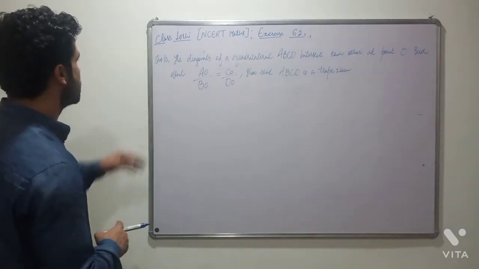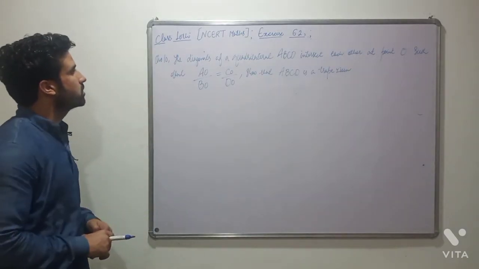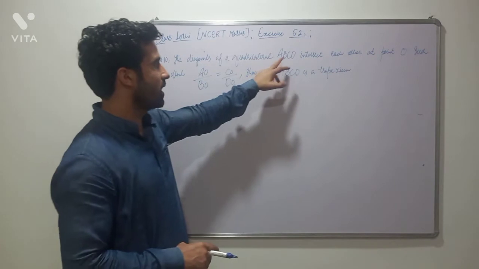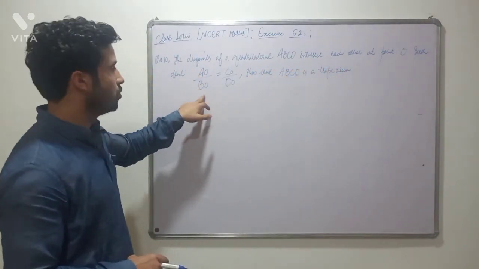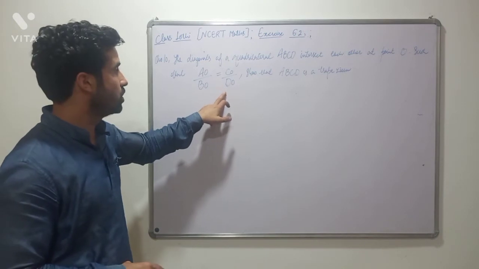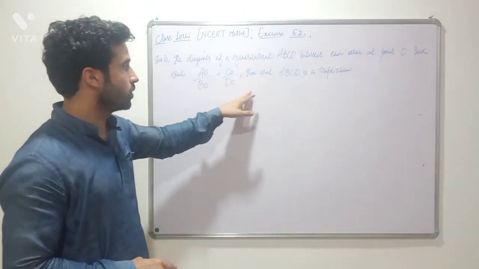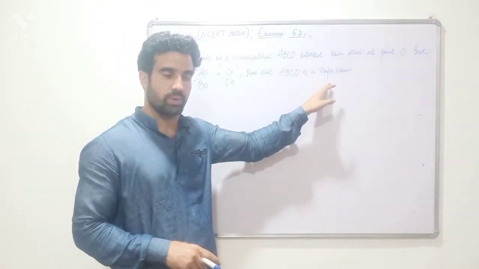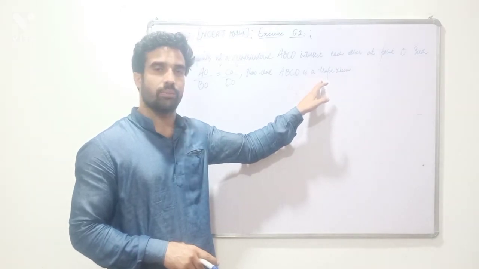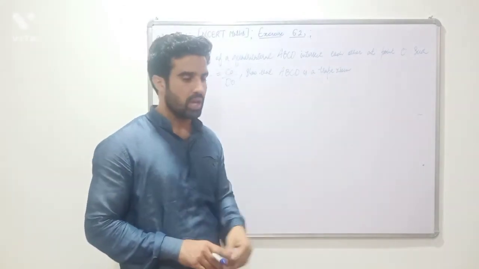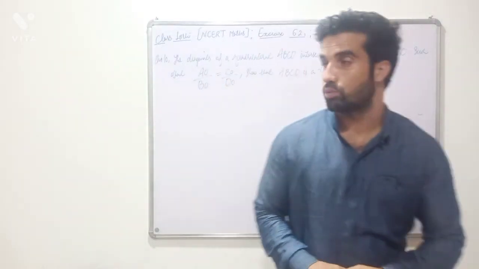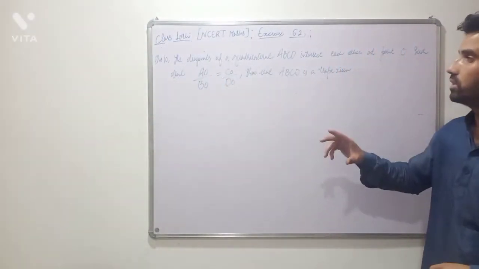Now see, this is question number 10 and we are being asked that the diagonals of a quadrilateral ABCD intersect each other at point O such that AO over BO equals CO over DO, and you are being asked to show that ABCD is a trapezium. आपको यहाँ पर दिखाना है कि भाई ये जो क्वाड्रिलेटरल ABCD है ये एक्चुअल में एक ट्रेपिज्म है ना.